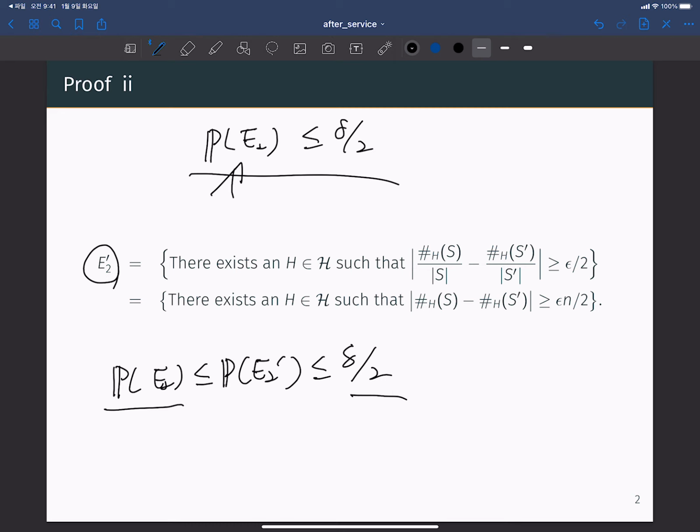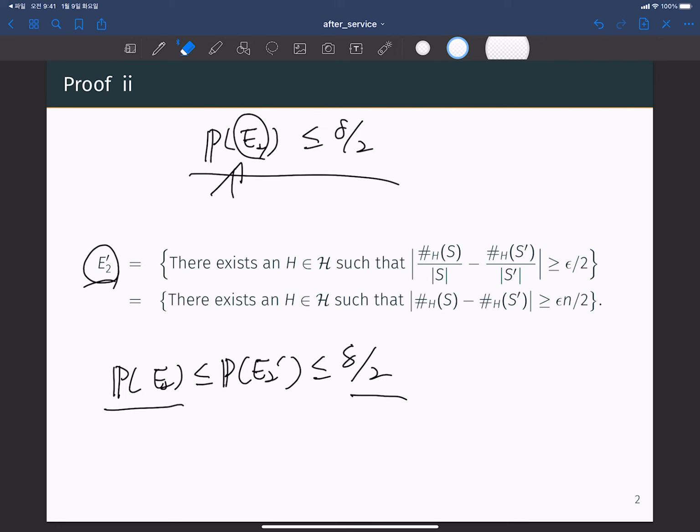Right? So we define E2 prime as a relaxed version of the E2 condition. Basically, in the E2 condition, we need two things. The first half of the training data has a difference between training and test error of at least epsilon, and for the second half of our training data, we have a difference of at most epsilon over 2. So in the E2 condition, the difference between the training error for the first half and the training error for the second half should be at least epsilon over 2.